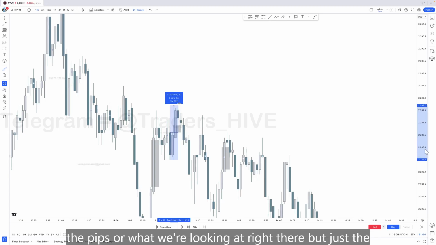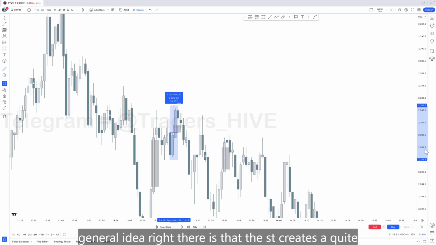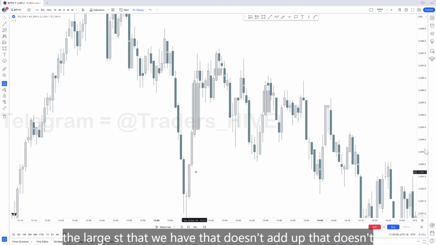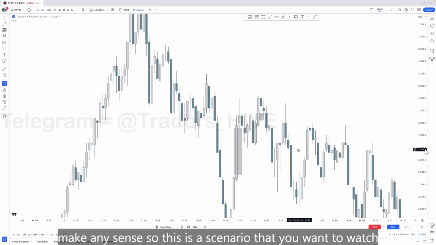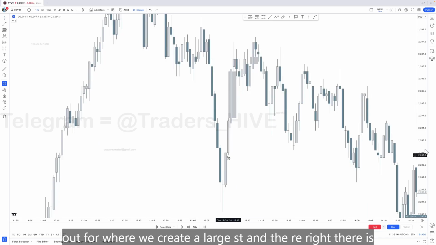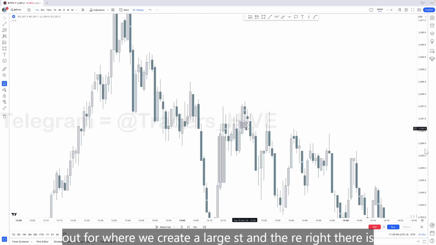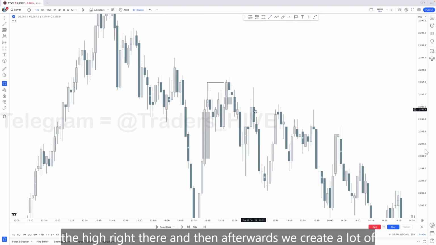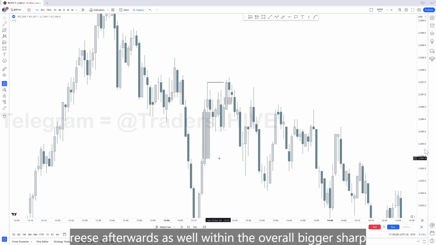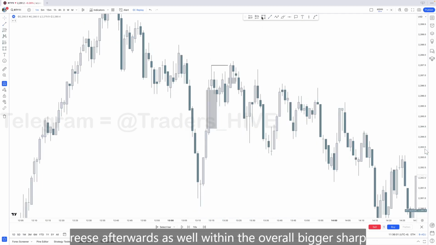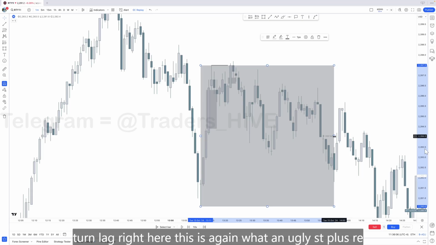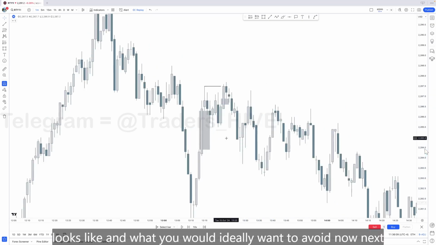But just the general idea is that the ST creates a quite large ST and then creates a very small re, relatively seen to the large ST that we have. That doesn't add up. That doesn't make any sense. So this is a scenario that you want to watch out for, where we create a large ST and the re right there is very ugly, very small. Now, in this case, it still reaches above the high right there. And then afterwards, we create a lot of re's within the overall bigger sharp turn lag right here. This is, again, what an ugly ST plus re looks like and what you would ideally want to avoid.